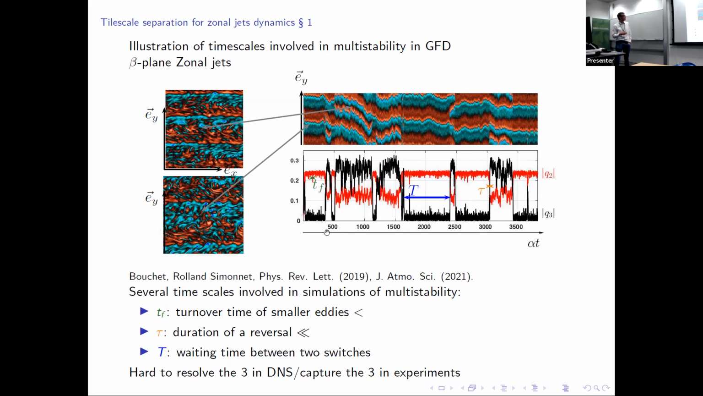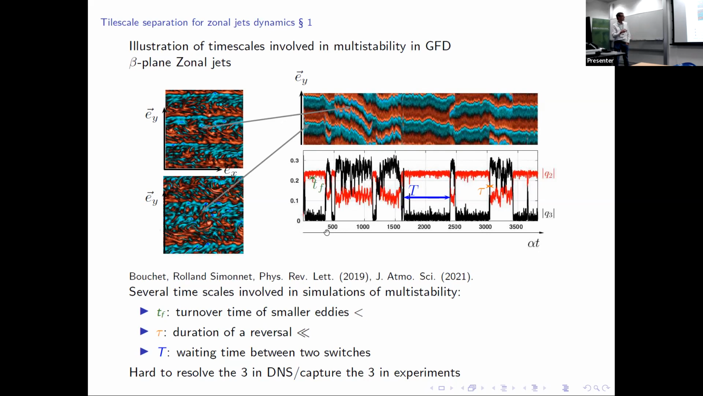And then you can look at the time scales. In this plot here, you have as a function of time the amplitude of Fourier mode 2,0 and 3,0, which measure basically the amplitude of the 2 jet or the 3 jet states. And you can see that you go from, let's say, 2 jets to 3 jets to 2 jets when either of the Fourier coefficients is large or small. And in this time series, you can identify 3 time scales that you will have to resolve.